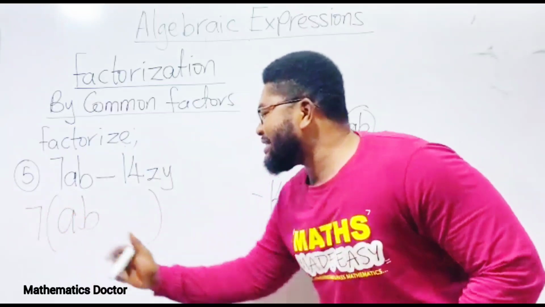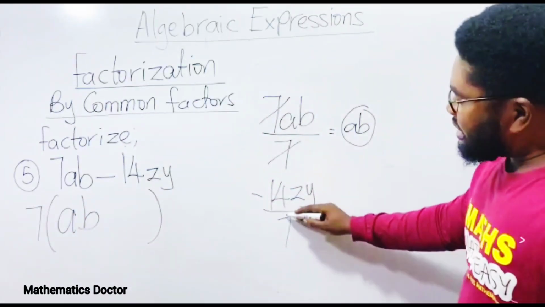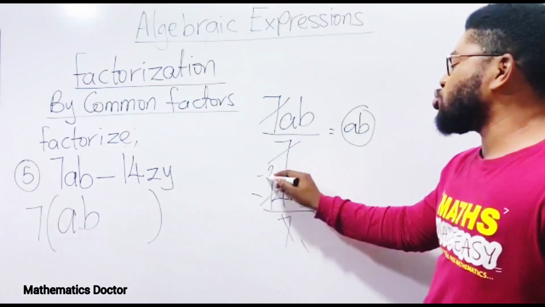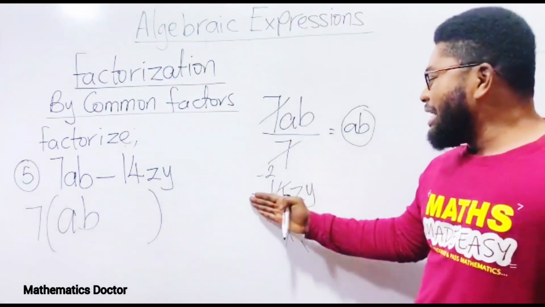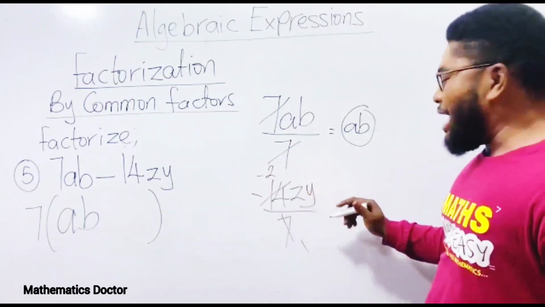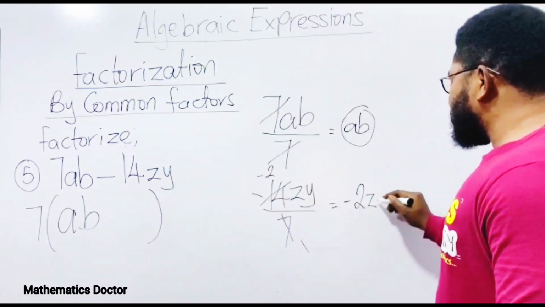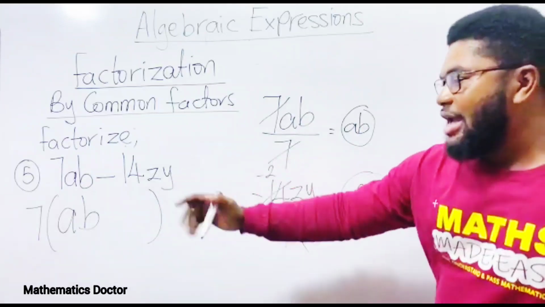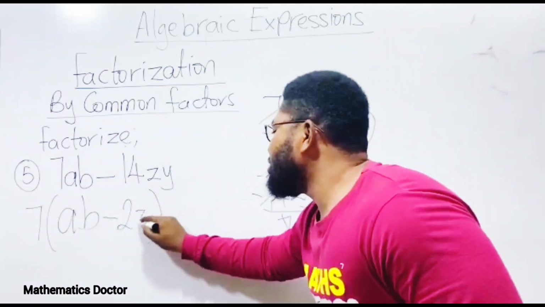Now divided by 7, which is a common factor. Now 7 into itself is 1, and 7 into minus 14 is minus 2. So we will get minus 2zy as our final answer. So we replace this there, making it minus 2zy.